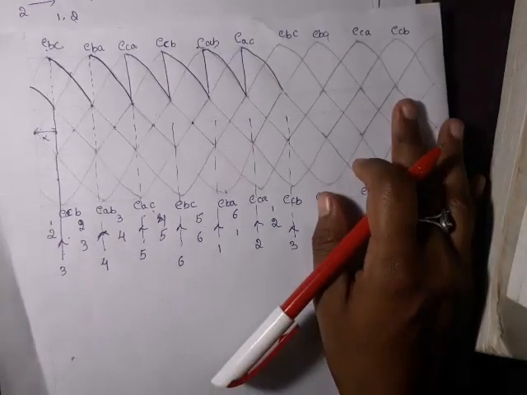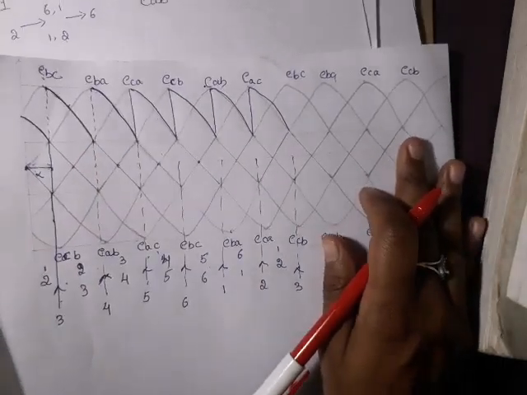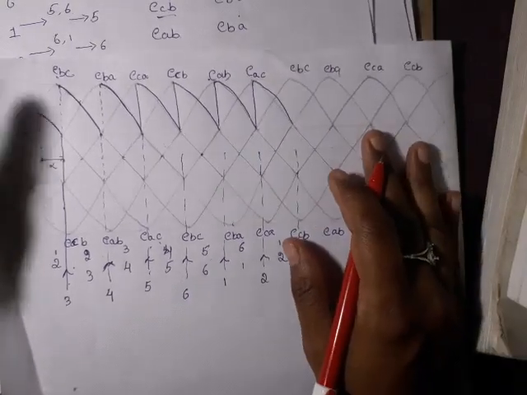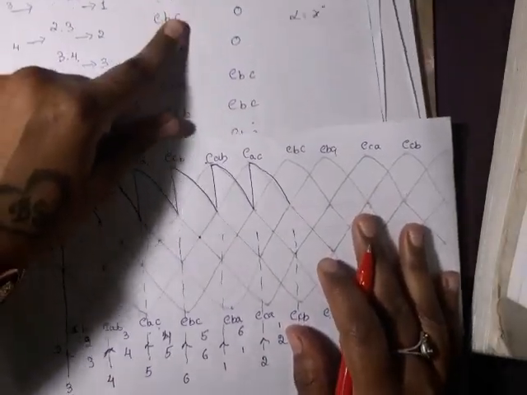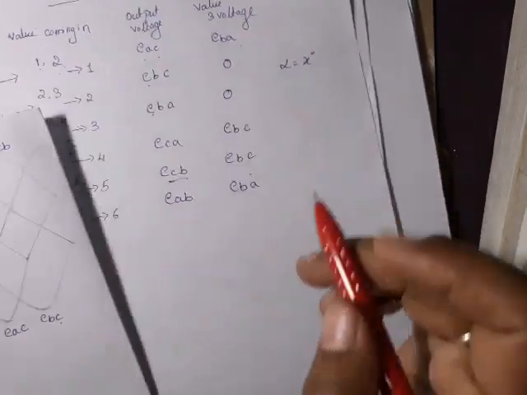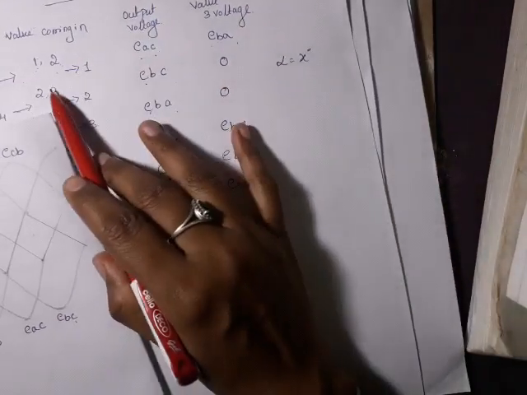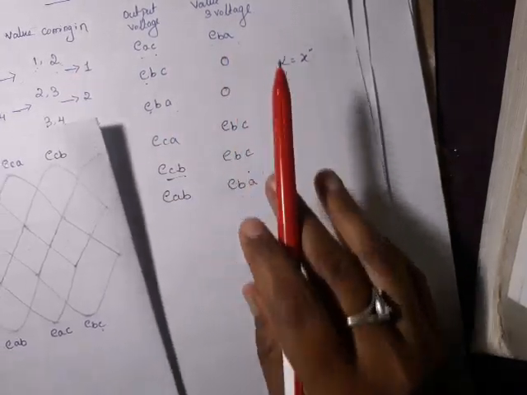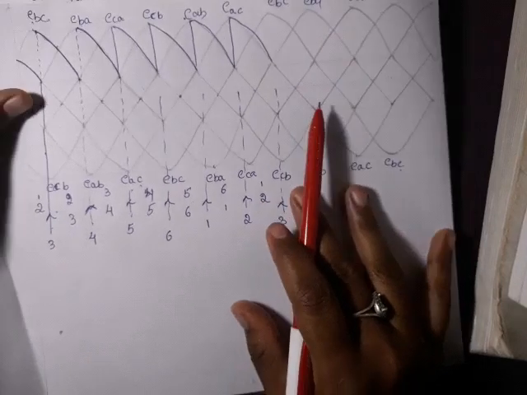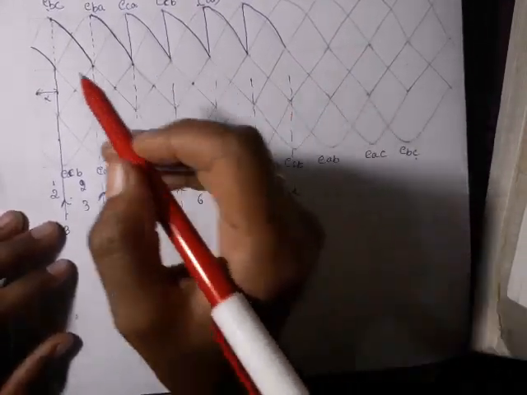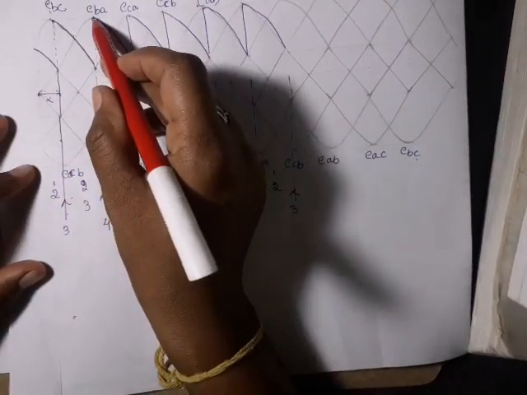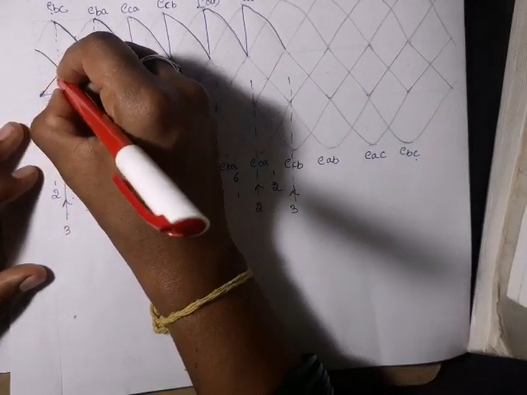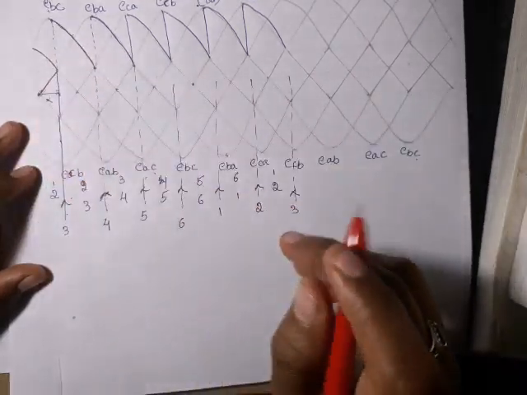Then we need to write the valve 3 voltage. So I'll use another color for that so you can understand better. When valve number 1 and 2 are conducting, the valve 3 voltage is EBA. So where is EBA? See, here we have EBA. So this is the EBA. You will get the valve 3 voltage like this.